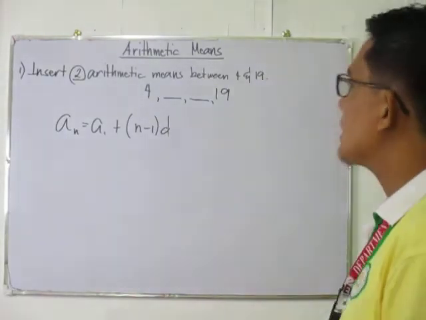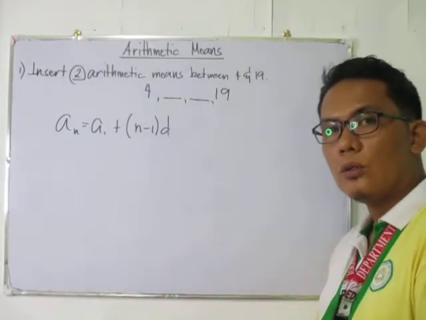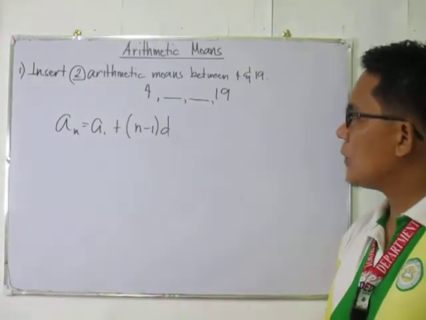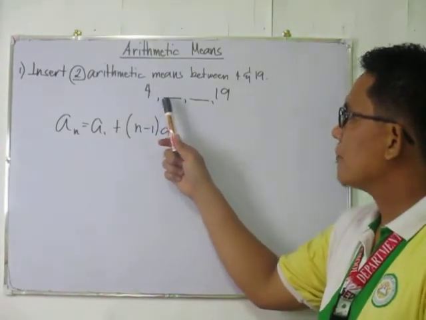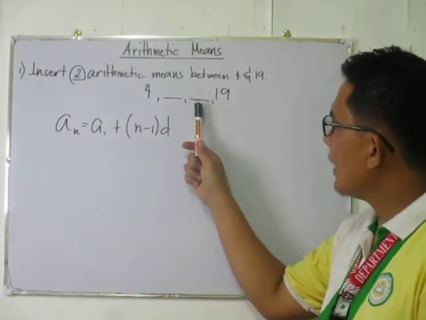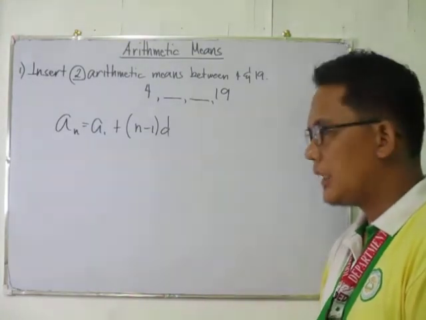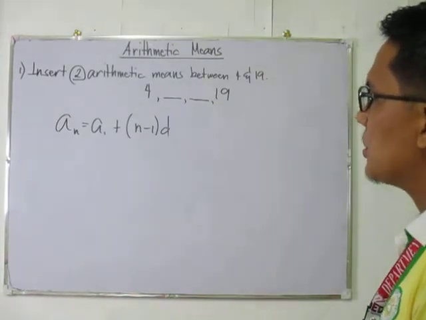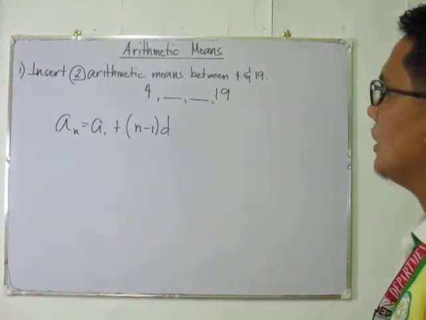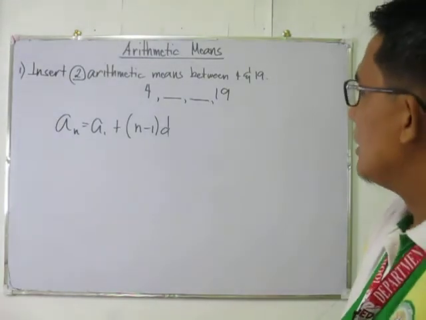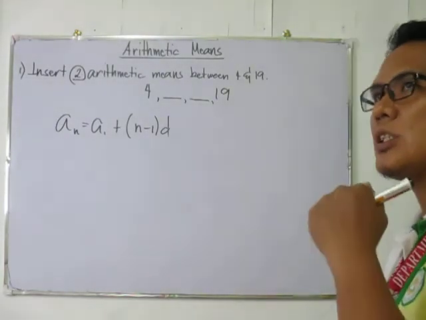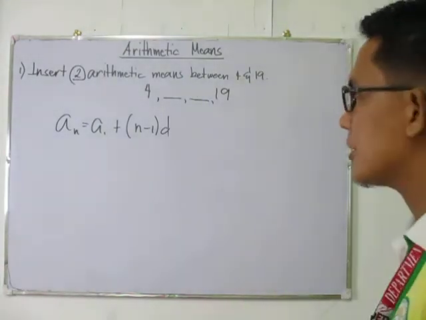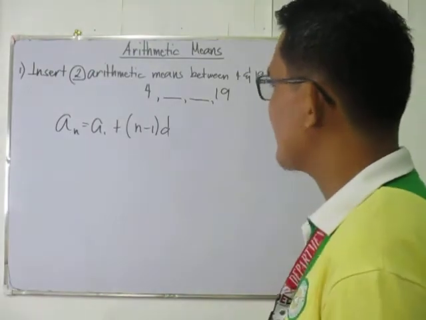So basically the sequence has 4 terms now after inserting our 2 arithmetic means. So the sequence goes like this: 4, a sub 2, a sub 3, and 19. We now have our information, so let us use it to solve for our 2 arithmetic means. Before we can insert the 2 arithmetic means, we're going to solve first for the common difference. So how to solve for the common difference?